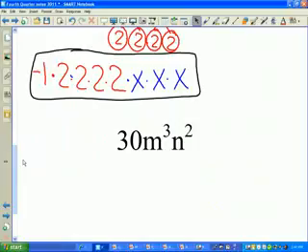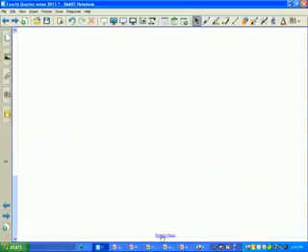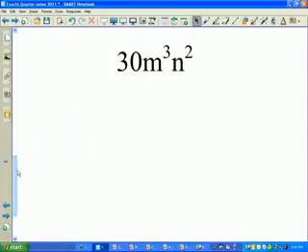So we break down the number, then we just break down the variable. It's just telling me how many times I need to multiply my variable. So let's take a look at this one. So we have 30m cubed n squared. So if you want to pause this so you can do it by yourself, go ahead.